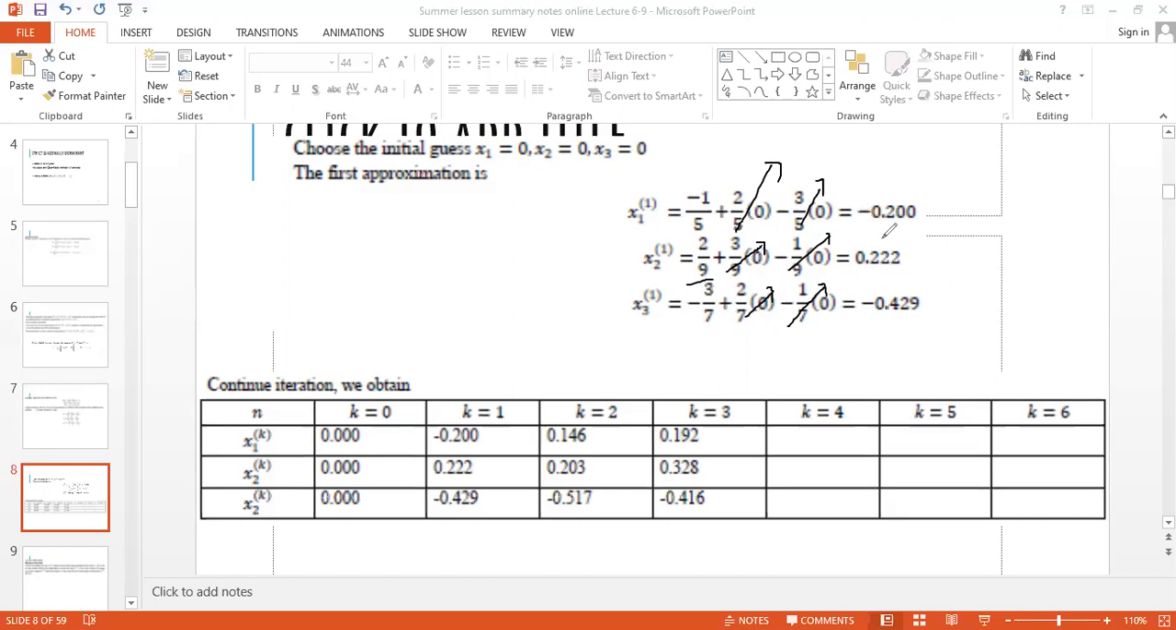Let's take note of this: negative 0.2, 0.22, and negative 0.429. Which means that in the next estimation, we are going to use this. This is our P1. First let me clear the screen. So P1 is negative 1 over 5, 2 over 9, and then negative 3 over 7.